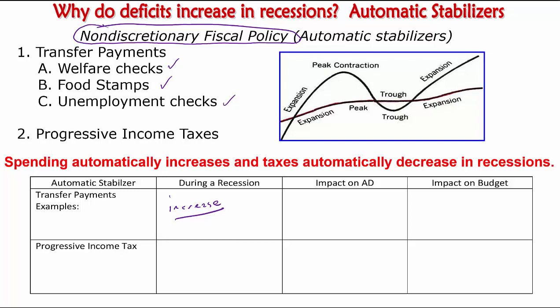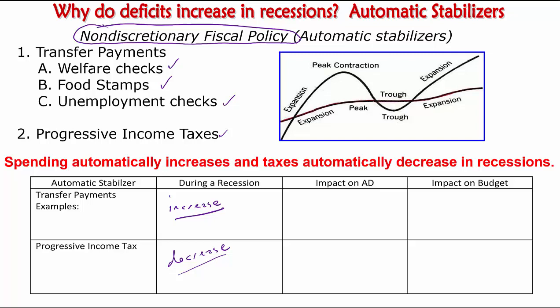Now, the progressive income tax. If I don't have a job, am I paying taxes? Probably not. So taxes automatically decrease during a recession. Okay, and that's also expansionary. So these automatic stabilizers automatically put in place what we call counter-cyclical stabilizers. Okay, meaning if we're in a recession, these two things help to bring you out of a recession.